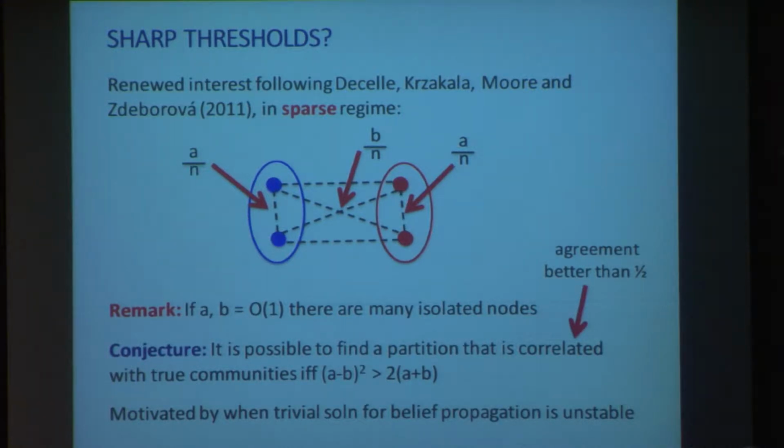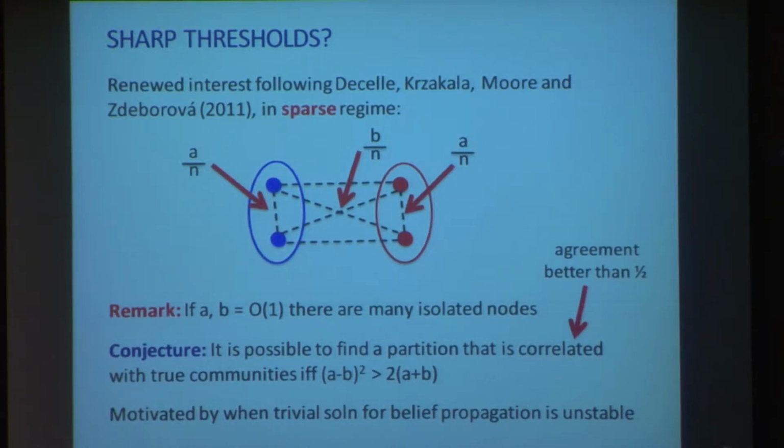There's a trivial fixed point of belief propagation, which is where no one knows anything. All you do is start off thinking that I'm equally likely to be either of the two communities, and you keep broadcasting nothing to everyone else, and you never learn anything. But when this condition on A and B holds, that trivial fixed point becomes unstable.